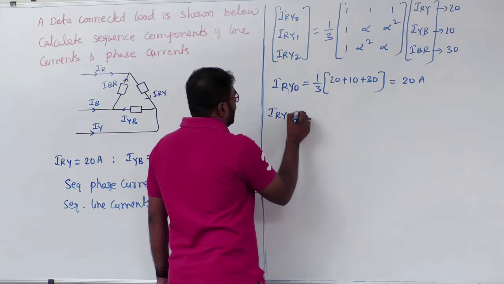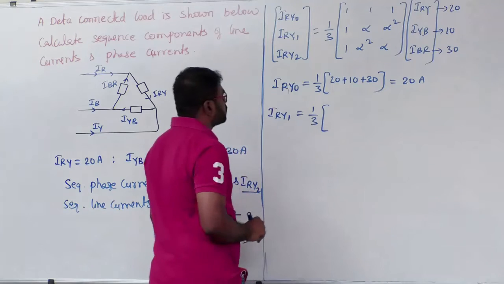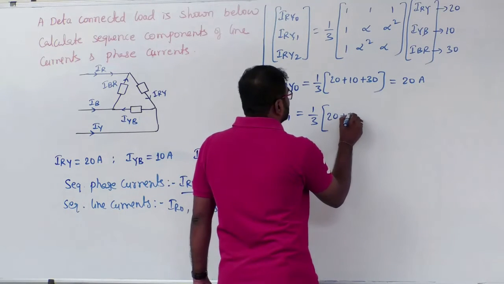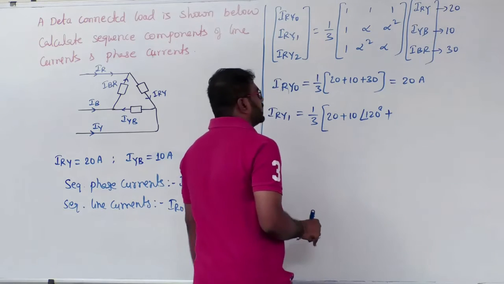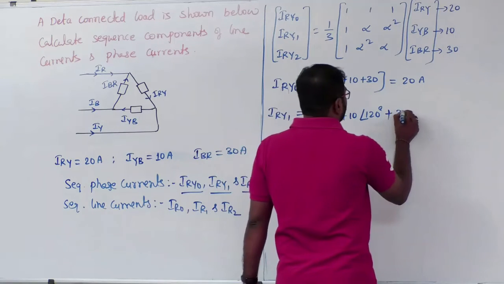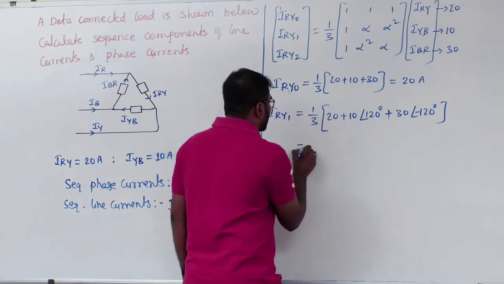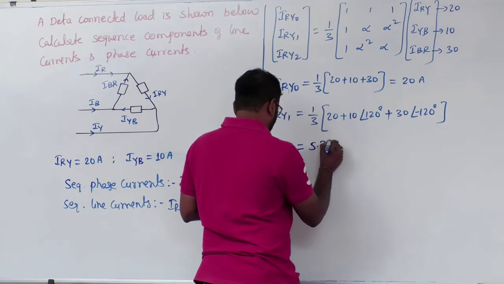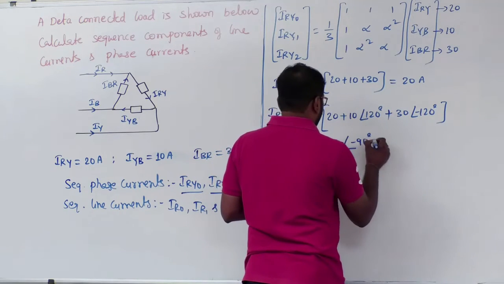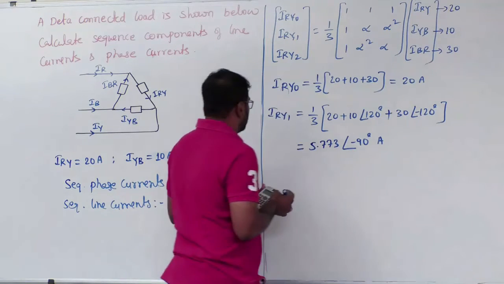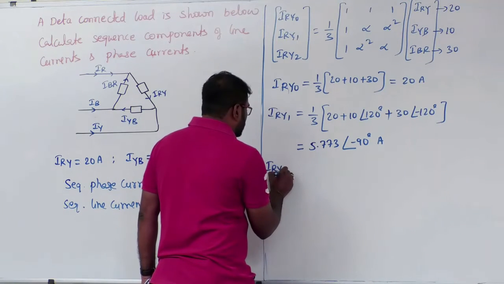IRY1: 1 by 3 times 20 plus 10 into alpha, that means 10 at an angle 120 degrees, plus 30 into alpha square, that means 30 at an angle minus 120 degrees. If I solve this, we get 5.773 at an angle minus 90 degrees amperes. That's the IRY1 value.